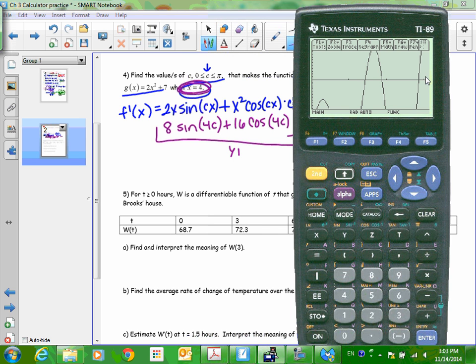Wait, what? I'm sorry. Did you put 0 and 3.14 for x min and x max? Correct. And then you just leave everything else the same? Yeah. And then you just press graph. So here's my window. Go ahead and find your answers. Find the zeros.